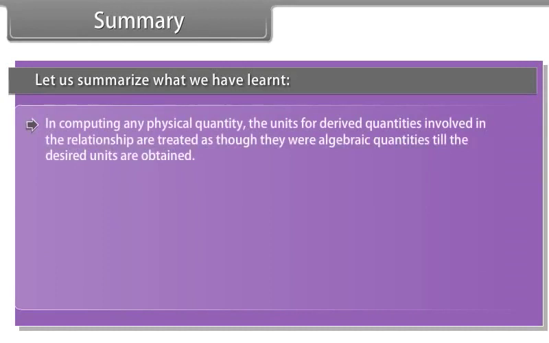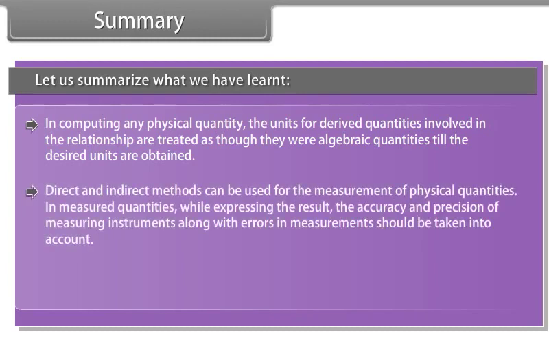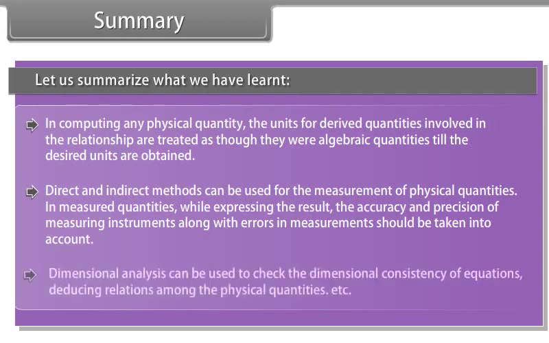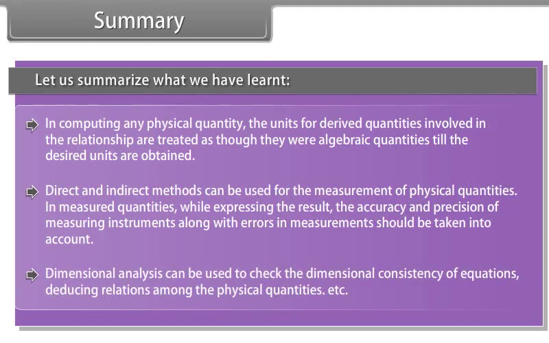In computing any physical quantity, the units for derived quantities involved in the relationship are treated as though they were algebraic quantities till the desired units are obtained. Direct and indirect methods can be used for the measurement of physical quantities. In measured quantities, while expressing the result, the accuracy and precision of measuring instruments along with errors in measurement should be taken into account. Dimensional analysis can be used to check the dimensional consistency of equations, deducing relations among the physical quantities, etc.